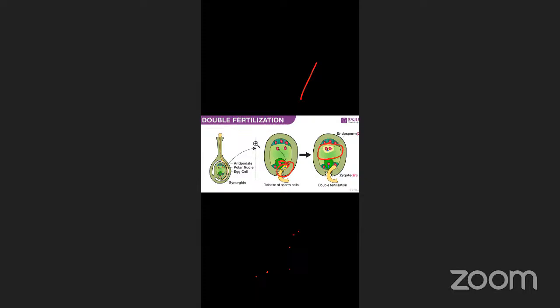So what happens if the first male gamete fuses with the female gamete? What is formed? Zygote. And if the other male gamete fuses with the secondary nucleus, what is formed? After formation, the zygote develops into the embryo. The secondary nucleus is already given in the diagram, with the name also, in the second diagram. After that, the round structure, what is the name given? Endosperm. Endosperm is formed.